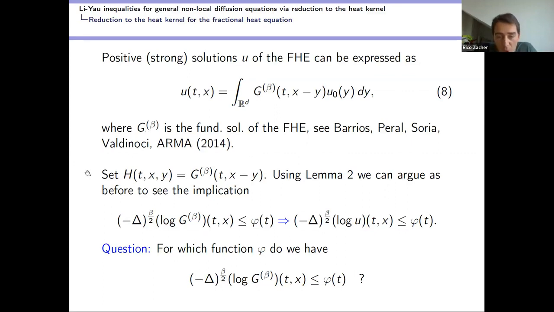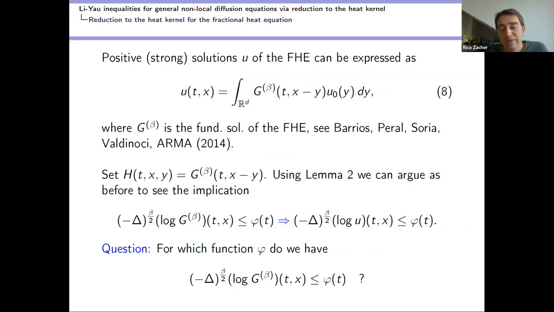Okay, so now we have all the ingredients together, so we can apply lemma 2 now with this fractional heat kernel, and we can argue as before to obtain the following implication. So if the fractional heat kernel satisfies this Li-Yau inequality, then we get automatically also this inequality for the function u itself. So this is this reduction principle. And so everything boils down to the question now, for which functions phi do we have such an inequality? This is now a question about properties of the fractional heat kernel.